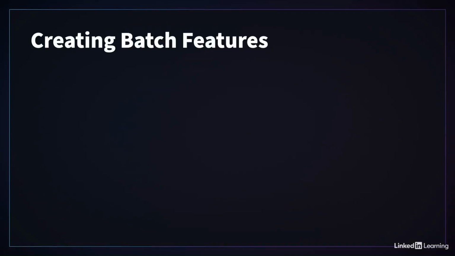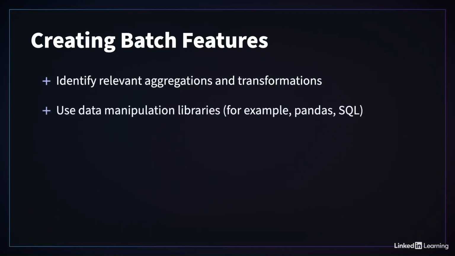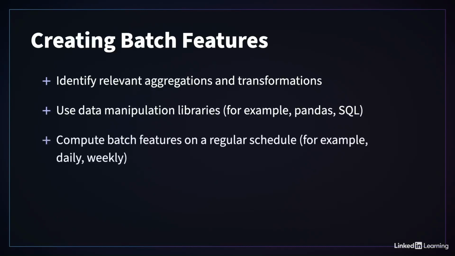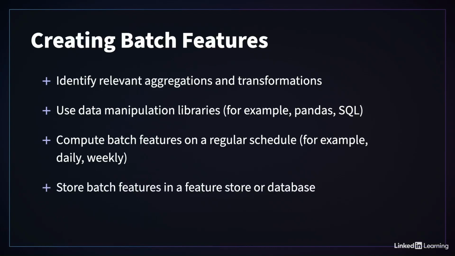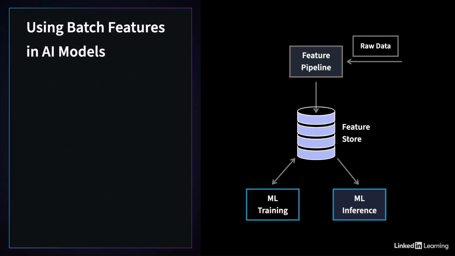Creating batch features involves several steps. First, identify relevant aggregations and transformations. Then we use data manipulation libraries like pandas or SQL to compute batch features on a regular schedule, such as daily or weekly. We can store batch features in a feature store or a database to ensure data quality and consistency. Using batch features in AI models is pretty straightforward.